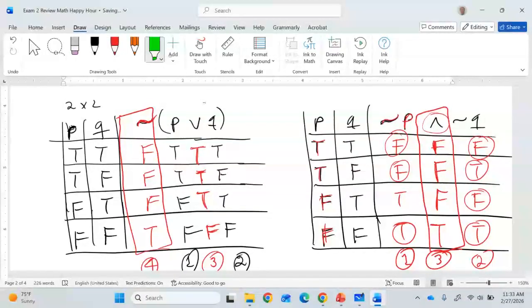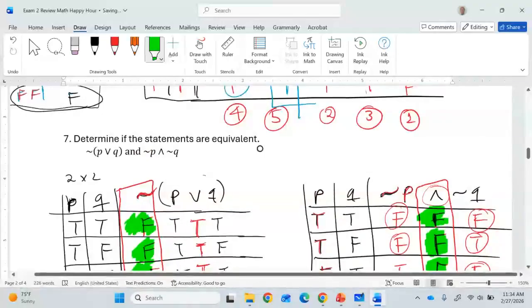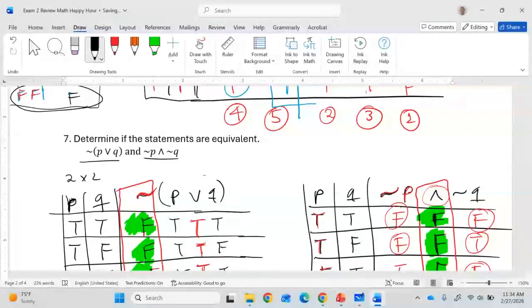If you check them, it's actually not too bad to see. Notice that they have exactly the same values in the same rows. Both of them are false in row 1. Both of them are false in rows 2 and 3. And both of them are true in the last row. So these two statements have exactly the same truth values, which means they are equivalent. When you have different statements, sometimes they are equivalent, sometimes they're not. But in this case, these two are equivalent.